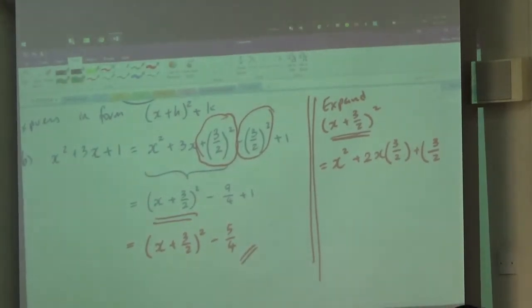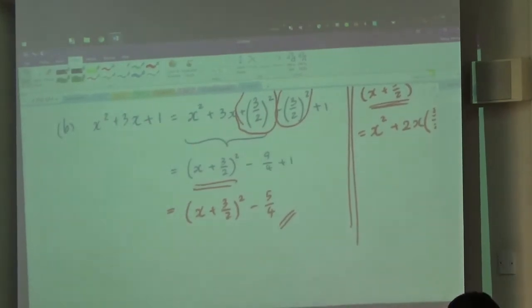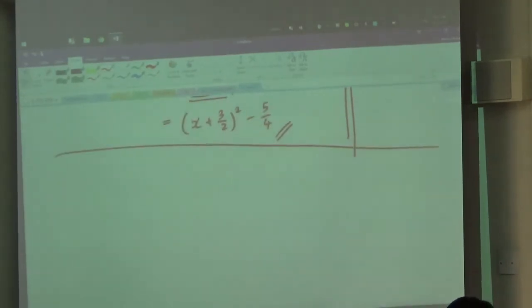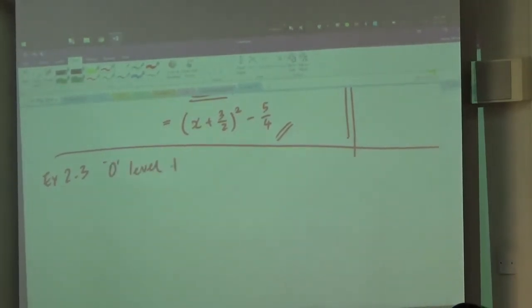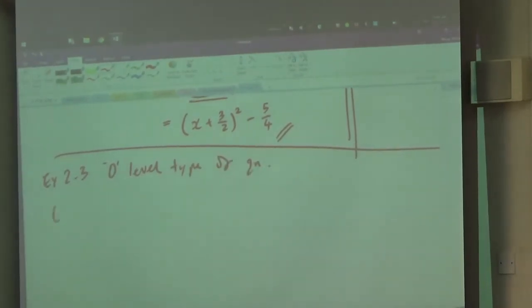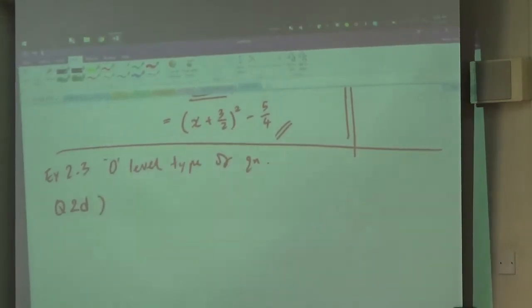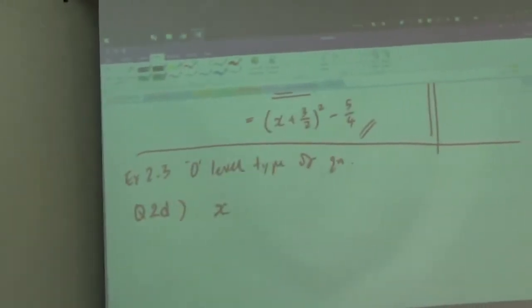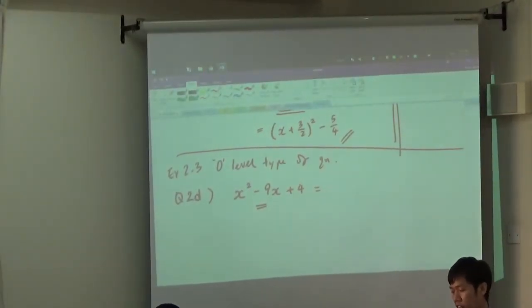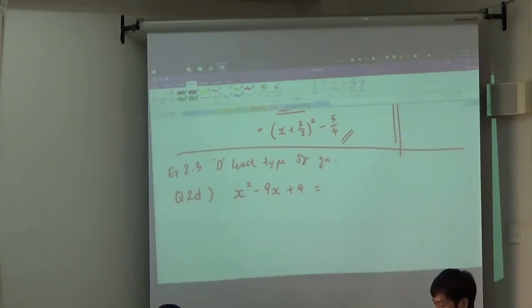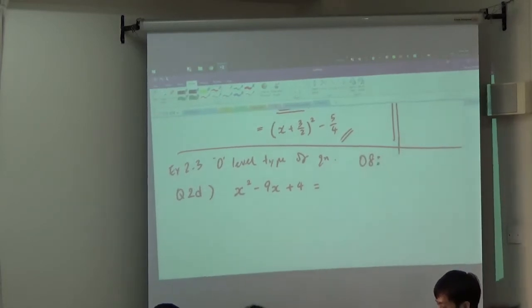So whenever you do a try question, always check with the answer at the back if it is correct or not. Okay? So let's do one more question as an exercise. On exercise 2.3, we'll do it together in class. This is the O-level type of question. Okay, so let's do question 2D. Express again in the form x plus h squared plus k. So our question is x squared minus 9x plus 4. Okay, this time there is a negative sign for our coefficient of x. Let us take 3 minutes to do this. We'll stop at 0811.